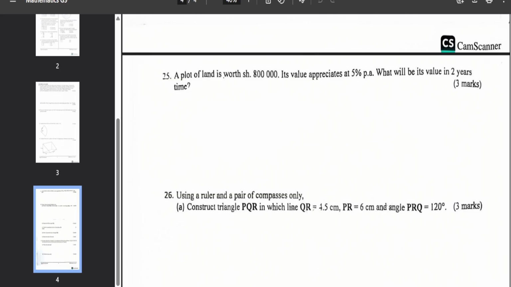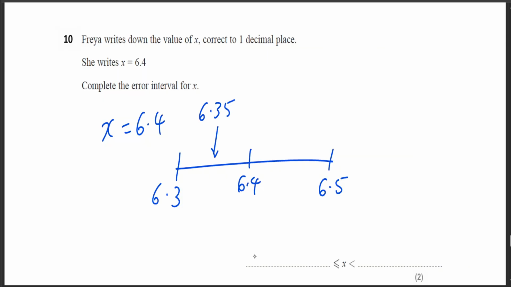Last question. Freya writes down the value of x correct to one decimal place. She writes x to be 6.4. Complete the error interval for x. So this is 6.4, and you write 6.5 and 6.3. In between 6.3 and 6.4 is 6.35, and in between 6.4 and 6.5 is 6.45. And therefore our answer is going to be 6.35, but less than 6.